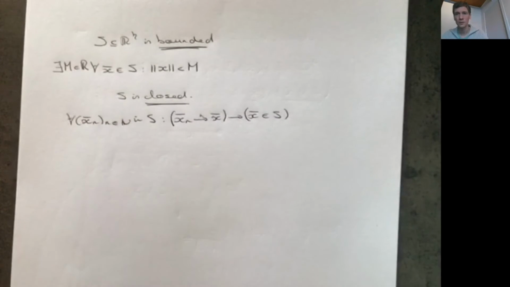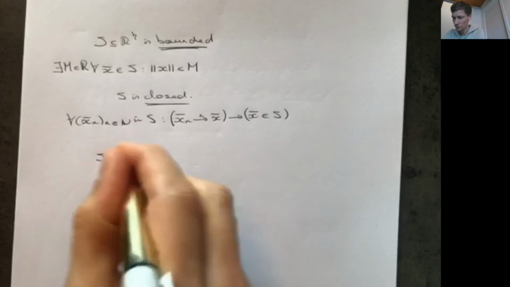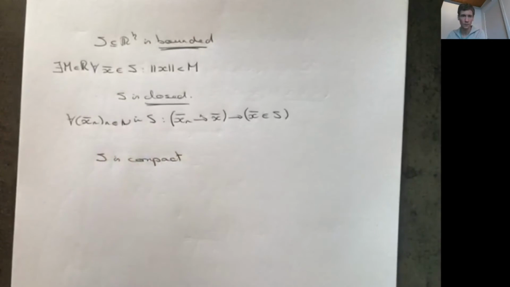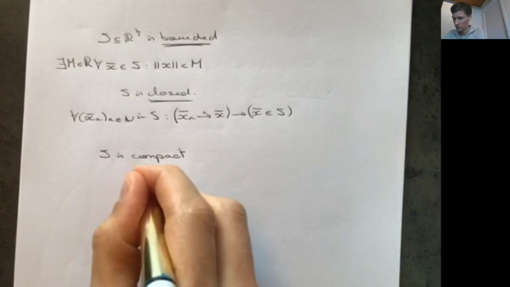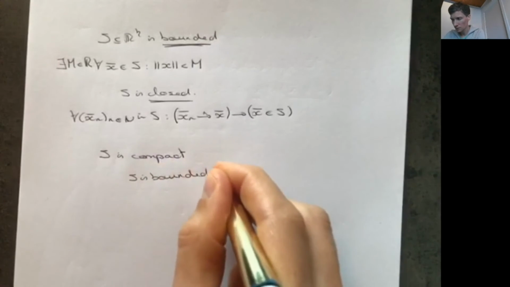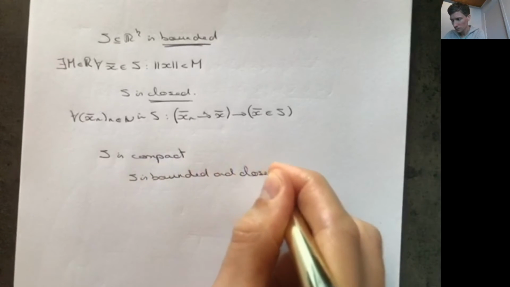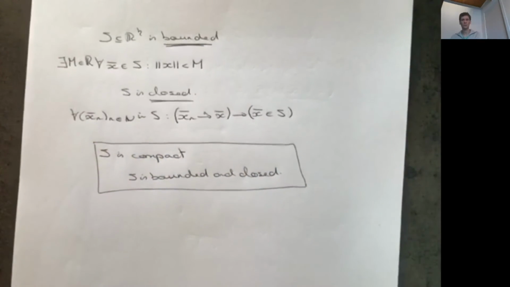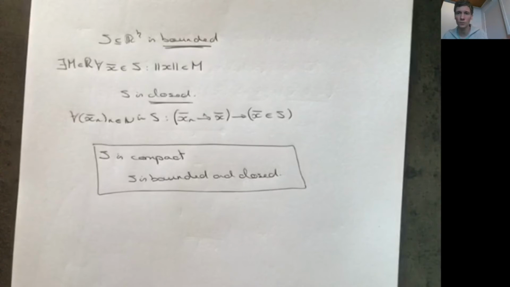If we have a set that satisfies both, so it's bounded and it's closed, then this has a special name, and we say that the set is compact. So S is bounded and closed. That's the definition of being compact. It's both bounded and closed. If it's bounded and closed, then it's compact, and vice versa.